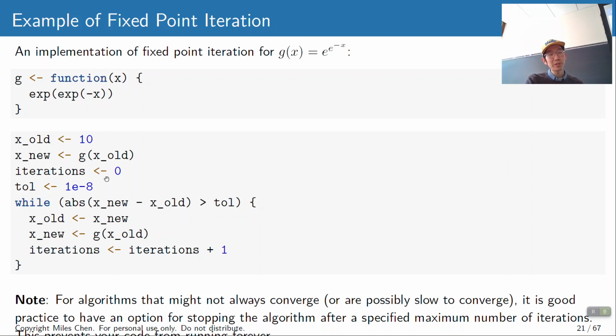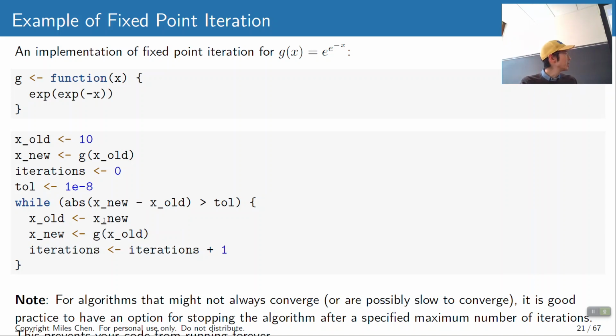I'm going to start off with 0 iterations. I'm going to just pick an arbitrary value of 10 to the negative 8 for my tolerance. And then I just run a while loop. Okay? And we're going to say while this difference is greater than the tolerance. So basically keep going until the difference between the new value and the previous value is less than the tolerance. When that difference is less than the tolerance, and then we'll stop.